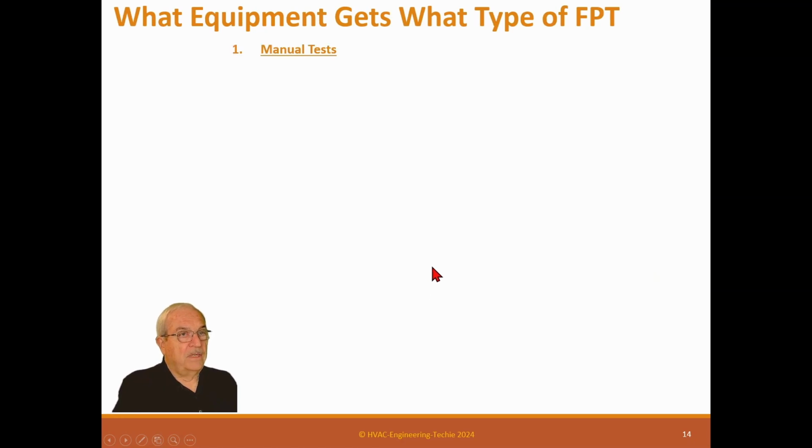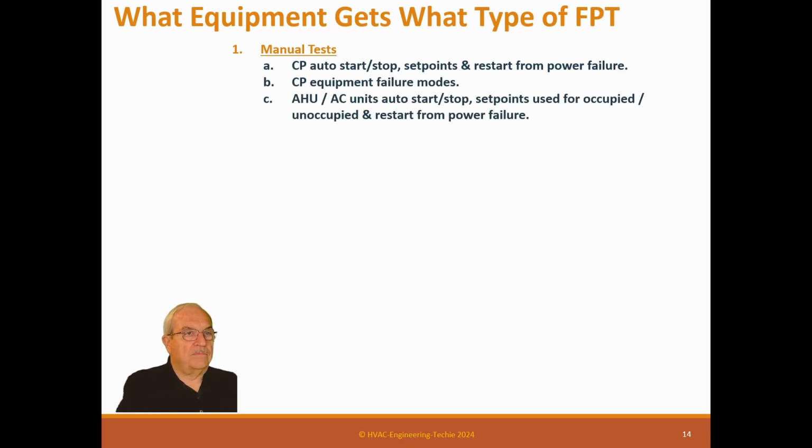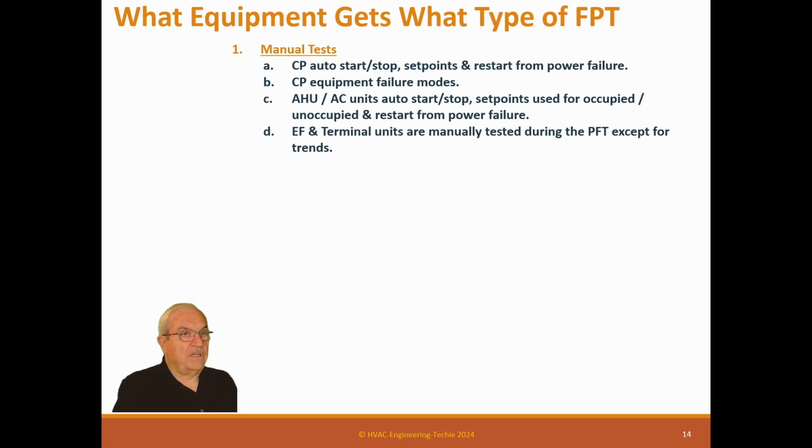What equipment gets what type of functional test? So manual test. Central plants, start, stop, set points, restart from power failure. Central plant equipment failure modes, which we just talked about. Air handler AC units, auto, start, stop, set points, and occupied, unoccupied, restart from power failure. So these are things that are always done on a manual test.